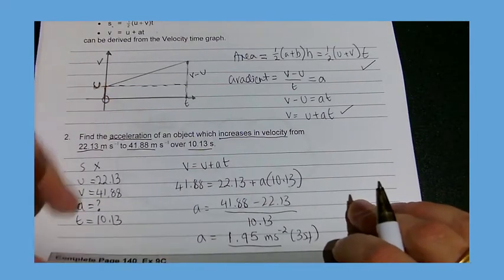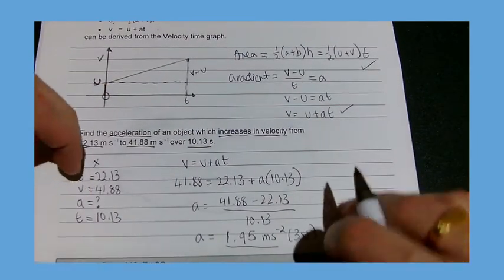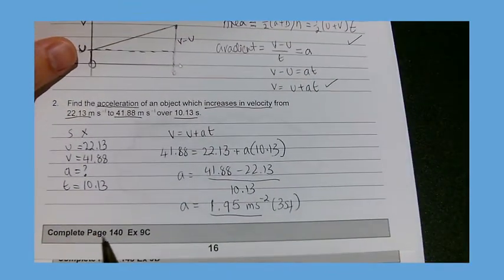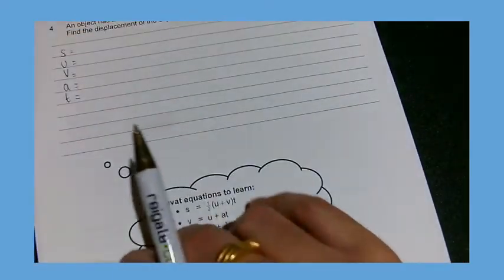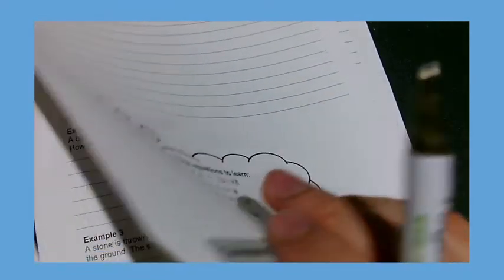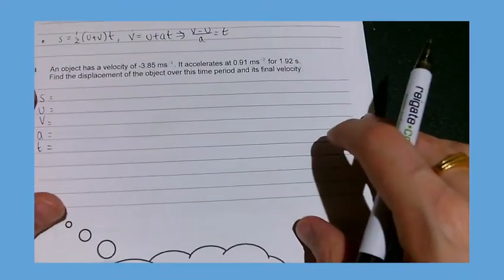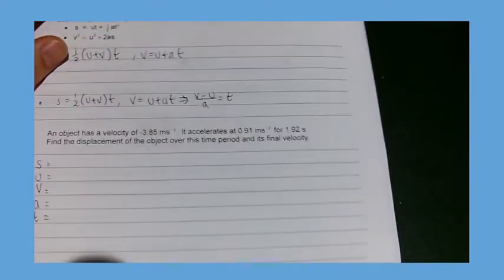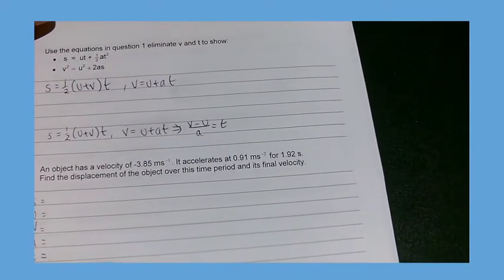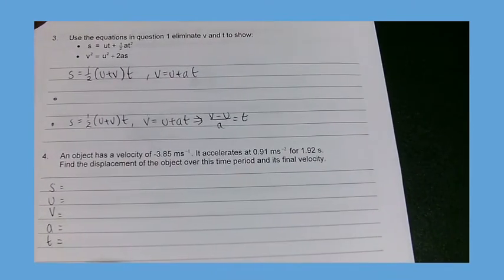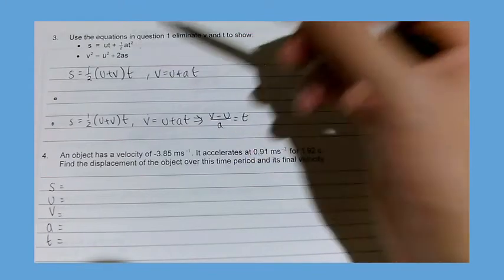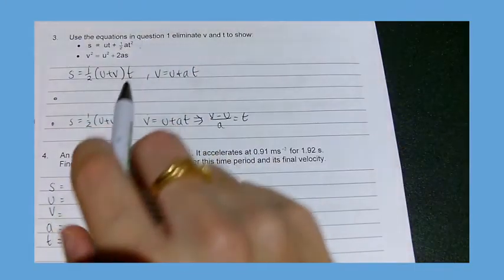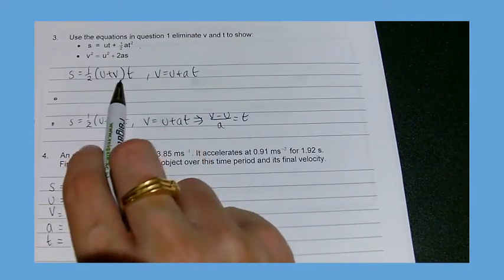Now, if you exclusively want to deal with these two formulas, then technical questions are outlined here, exercise 9c. However, there are two other formulas we do need to know. So if you turn over the page, we've got question 3 at the top. Use the equations in question 1 to eliminate v and t and to show s equals ut plus half at squared and v squared equals u squared plus 2as. So we have to use question 1 equations, which are given here.